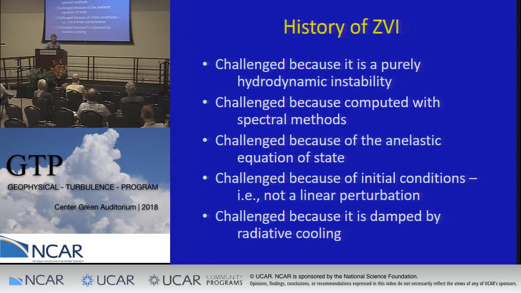It was challenged because it's an artifact of the numerical method. It's a spectral method. Well, spectral methods are pretty good, but we reproduced it on grids, okay, using the Athena code. It was challenged because it was originally done with the anelastic equation of state rather than ideal gases, but we can do it in ideal gases. We do everything today with a spectral code. It's very specialized. It runs 160 times faster than Athena, so you can actually integrate to reasonably realistic times.